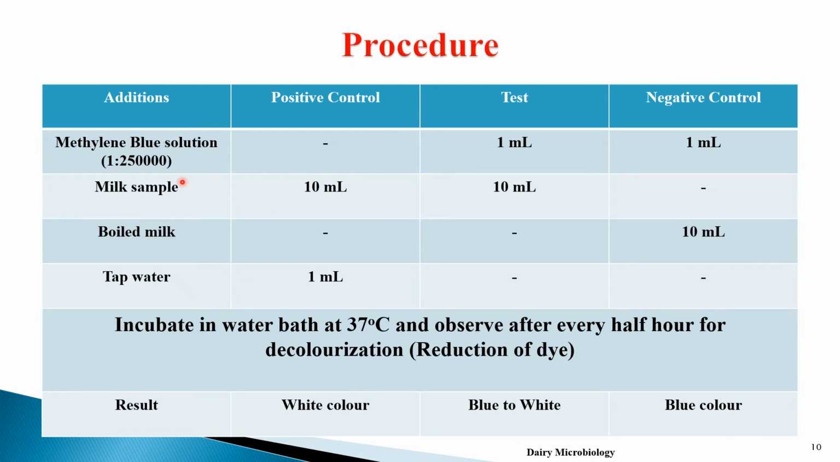After addition of all these reagents, incubate all three tubes in a water bath at 37 degrees Celsius, and after every half an hour observe for decolorization, that means observe whether there is a reduction of the dye, which can be seen by a change in the color of the dye. In the tube labeled as positive control, the color will appear white because there is no addition of methylene blue solution. The tube marked as negative control contains methylene blue and boiled milk.